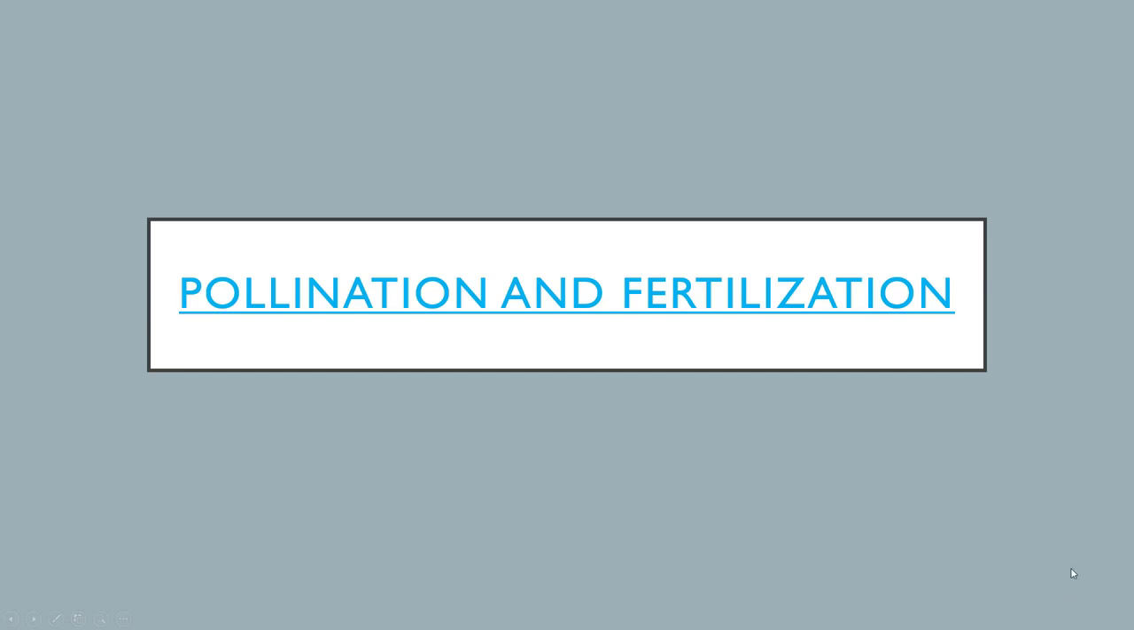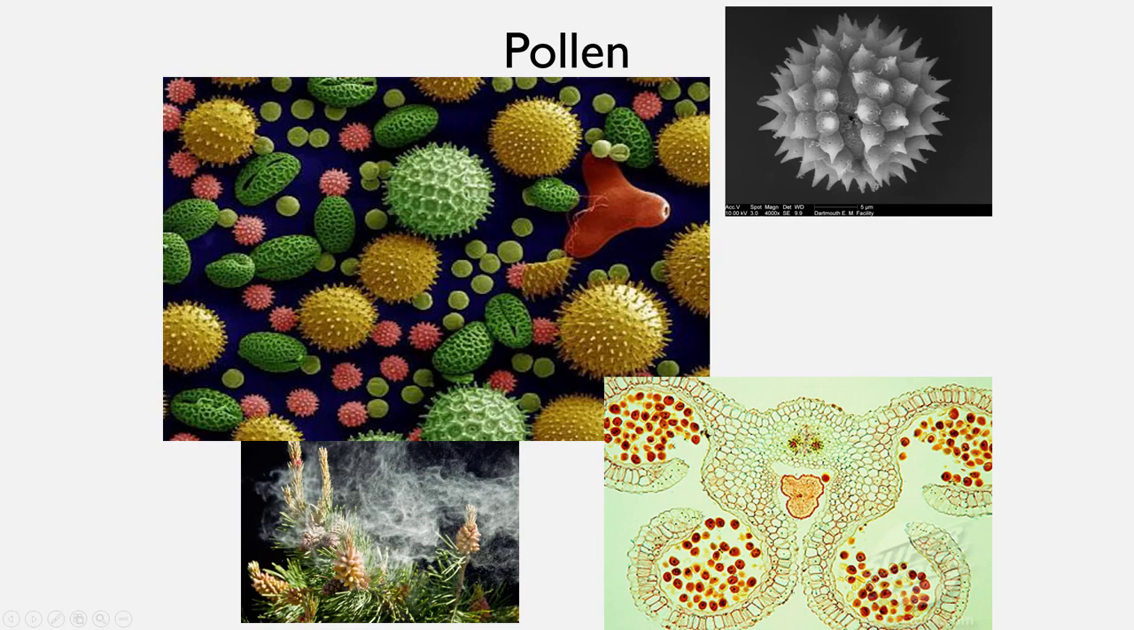So next with flowers, we're going to talk about pollination and fertilization. Pollen comes in all shapes and sizes. On the bottom right corner here, that's kind of an inside of a pollen grain. And that bottom left corner, I know many people have seen this, this is pollen from a conifer.